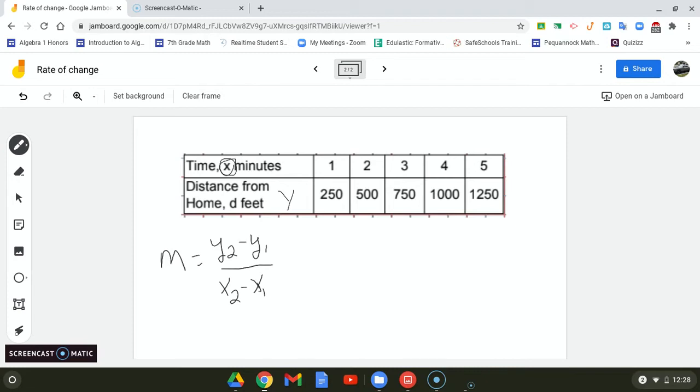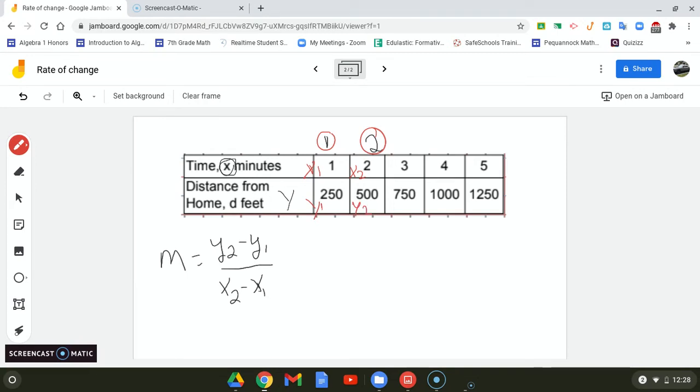Okay, so let's pick points. We'll make this one point 1 and this one point 2. It's kind of simple to do it that way, which means that this is going to be our x1. This will be our x2, right? Because that's a 1, that's a 2. Then this would be your y1, and this would be your y2.